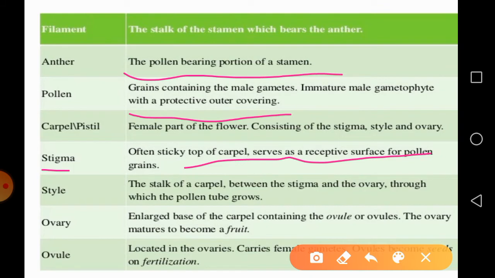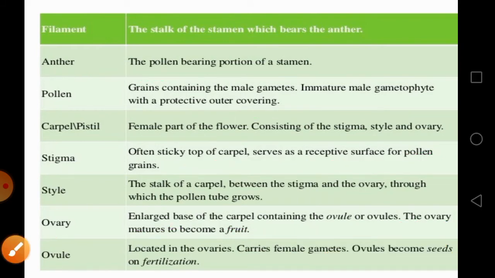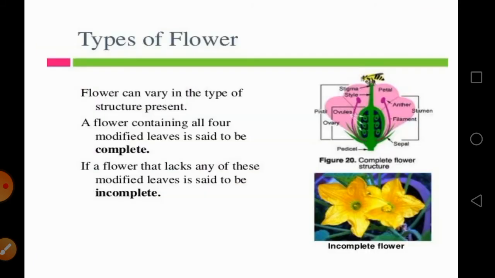The next one is ovary. So ovary is the enlarged base of the carpel containing ovule, and later on, when this ovary matures, it turns into fruit. So fruits will be developed from this ovary. Then ovule, which is present inside the ovary, carries the female gamete and later develops into seed when it gets fertilized. Okay, so this is all about your floral parts.